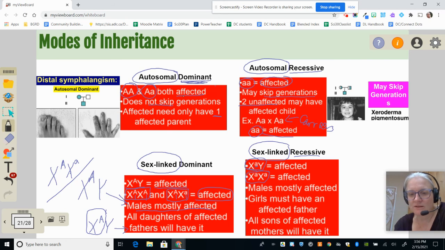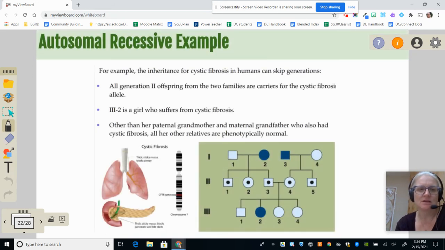Okay, and in this case, males are mostly affected, and girls must have an affected father, and all sons of affected mothers will have it. Let's look at some more detailed examples.